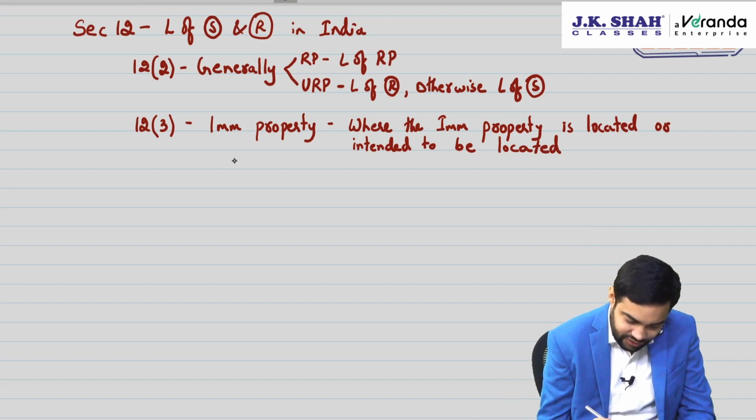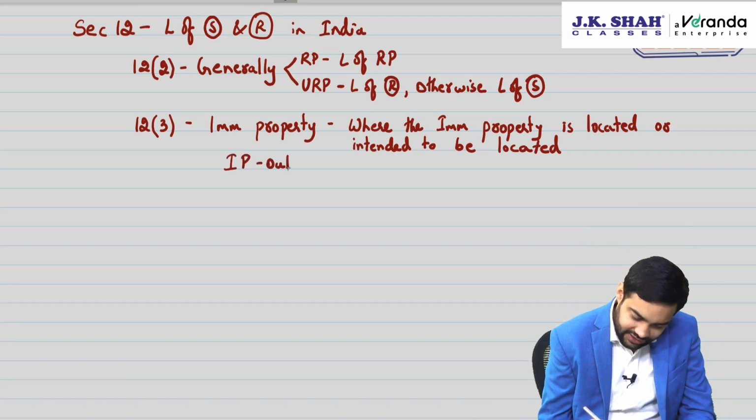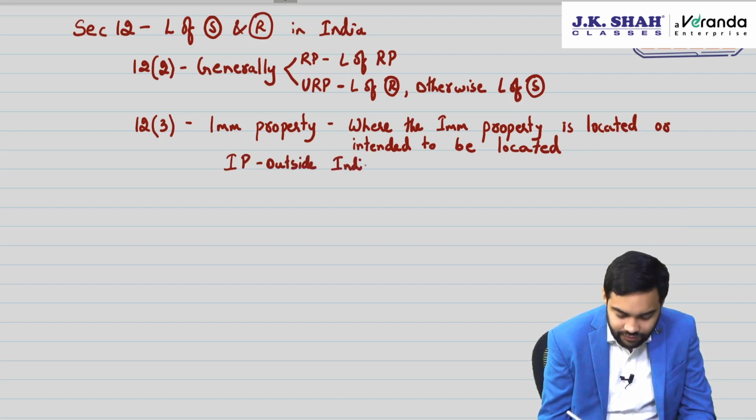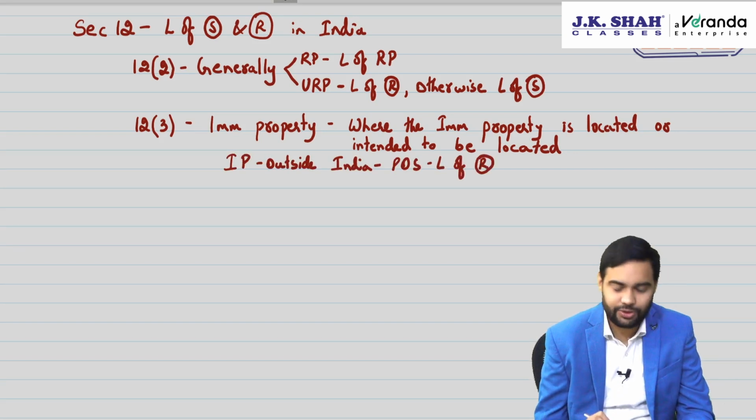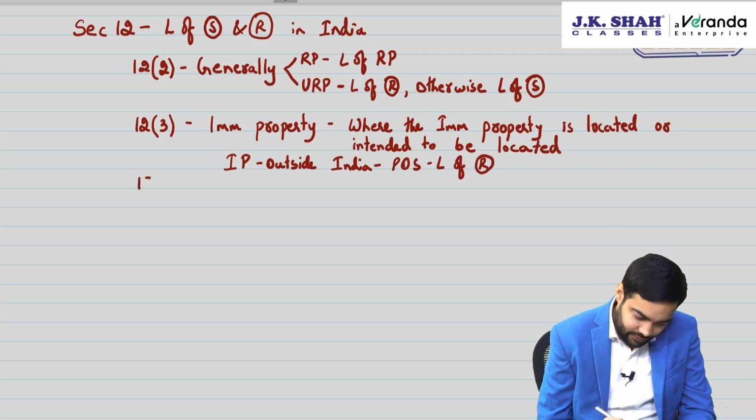But the law also says that if the immovable property is outside India, then the place of supply will be the location of the recipient. Careful about this point. Then 12(4).